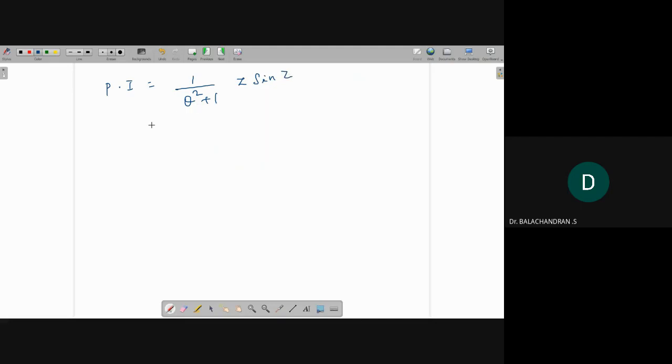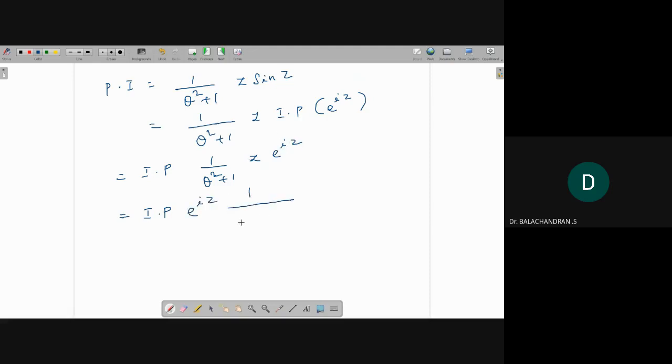So this is type 5. In type 5, sin z is the imaginary part of e^(iz), so it is the imaginary part of 1/(θ² + 1) times z e^(iz). So this is type 4 now. In type 4, we replace θ by θ + a, and a here is i. So 1/((θ + i)² + 1) times z.